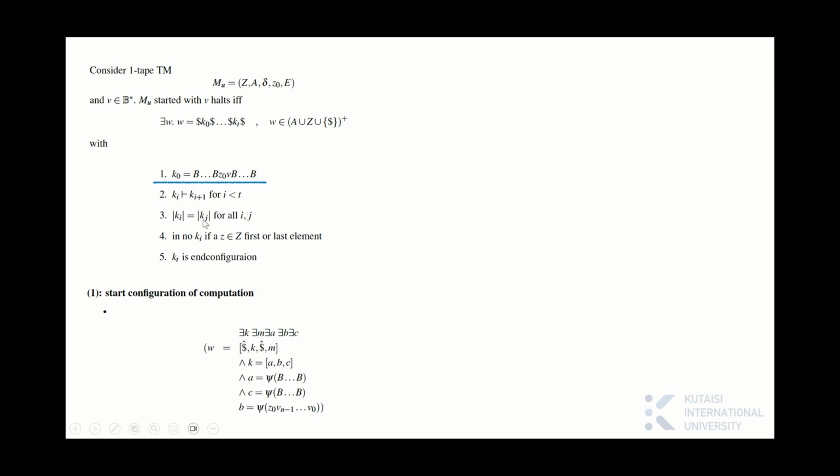And then I make an additional assumption that if I write enough B's here, all of the configuration strings like this will be of the same length, of course, because this Z moves around here, but it never crosses the border. And also the fact that it never crosses the border means that in none of the configurations Ki is the state the first or last element. So this is number 4. These 3 and 4, I can make these assumptions. They're not necessary, but I can. And the fact that it halts is that KT is an end configuration, meaning the state is the final state.